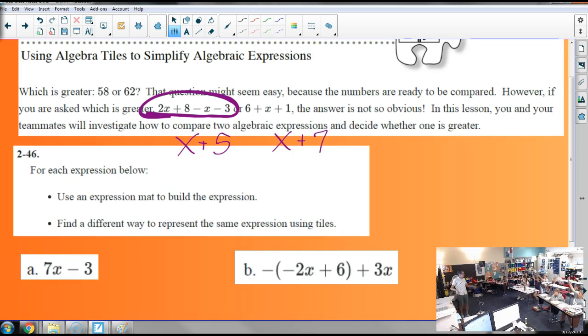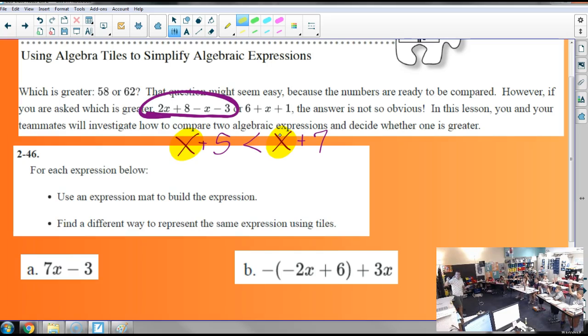How do you know? So Alina said x plus 5 is less than x plus 7. Why do you know that? Because x has to be the same thing since they're the same variable, and 5 is less than 7. Even though we don't know what x is, I have the same thing I don't know on both sides. So this is more difficult to compare than 58 and 62, but like Alina said, we can because the x's are the same.